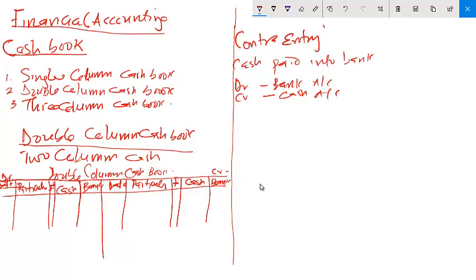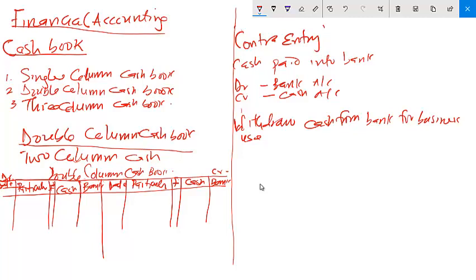Another scenario regarding this is when we have something like withdraw cash from bank for business use. In this situation, if we have money in bank but we need it in cash, once we take the money from bank and put it in our cash till or make it available in form of cash, then the double entry for that transaction can be completed on the double column cash book.